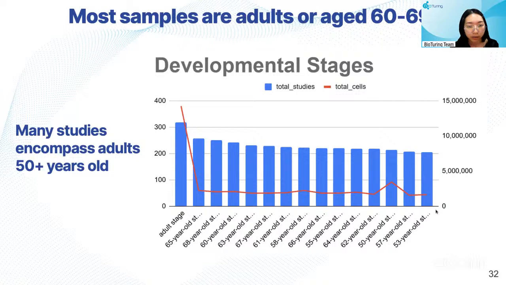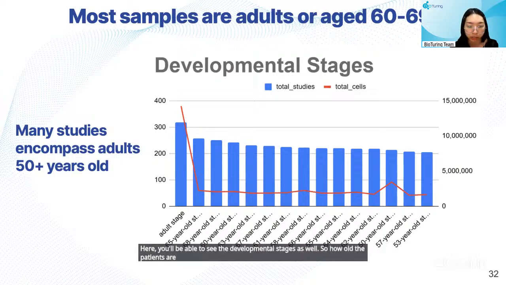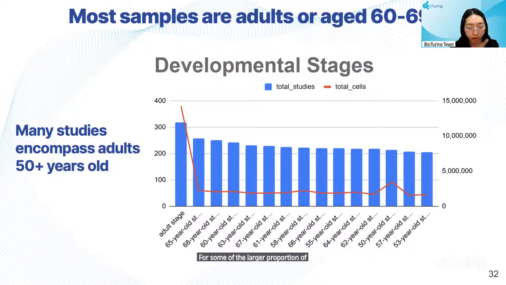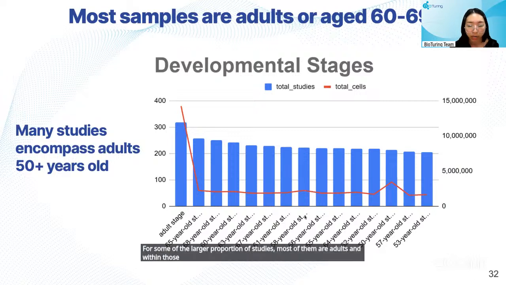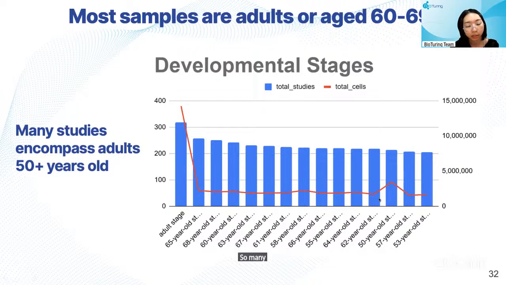Okay, here you'll be able to see the developmental stages as well, so how old the patients are within each of the studies. For some of the larger proportion of studies, most of them are adults. And within those adults, a lot of them are aged 60 to 69. So many studies in the database encompass adults 50 years or older.